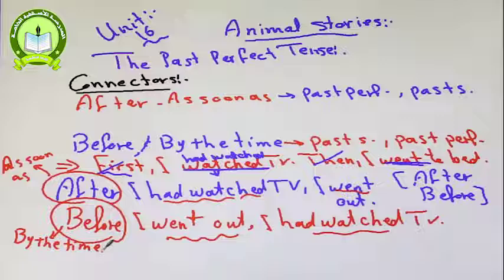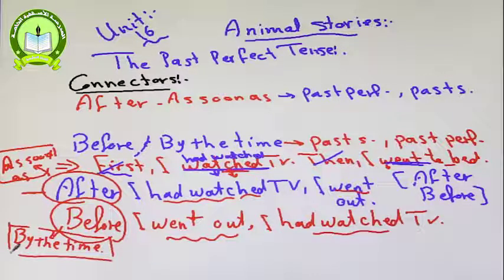If he gives you two sentences like this, first I watched TV, then I went to bed, okay? So you have to determine which action happened first, which action finished before the other action started. The first one is watched, and this finished before going to bed, so watched is put in the past perfect, then went in the past simple. And put in mind also that after equals as soon as, and before equals by the time.